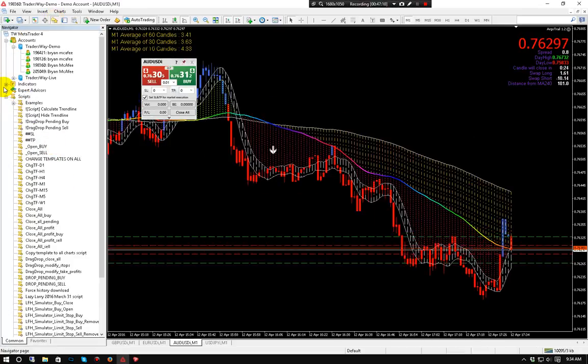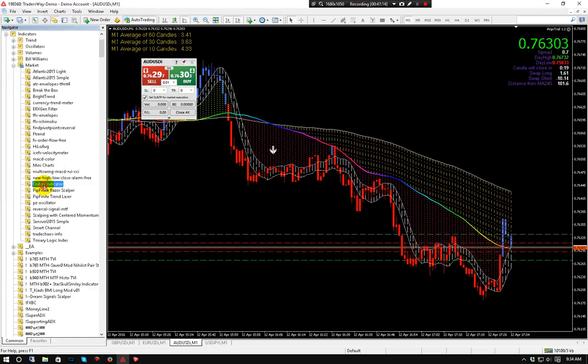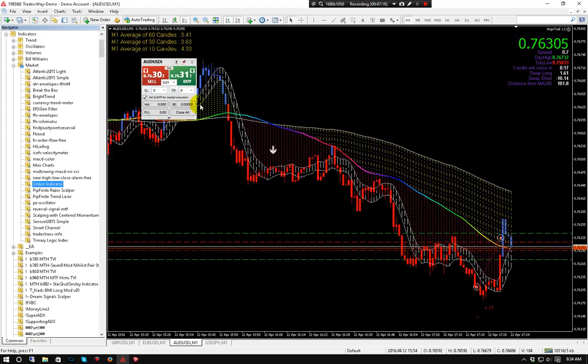Remember, I forgot that one of the indicators I gave you was from the marketplace, the orders indicator. So remember, you need to get that from the marketplace.